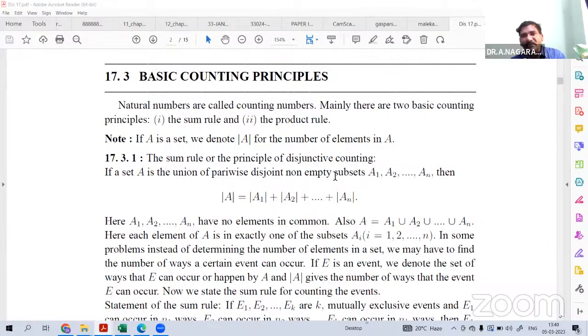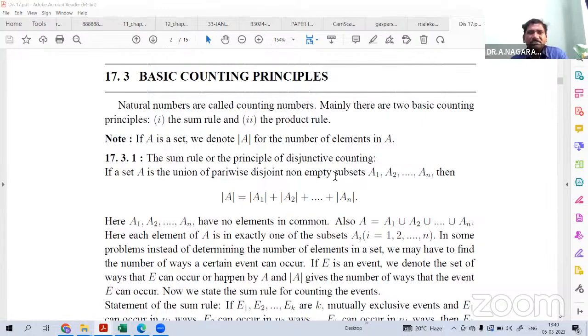The set A is the union of pairwise disjoint non-empty subsets A1, A2, and so on up to AN. Then mod A equals mod A1 plus mod A2, and so on, plus mod AN. Here A1, A2, up to AN have no elements in common. That disjointness must be satisfied in the principle of disjunctive counting. The principle of disjunctive counting is called the sum rule.